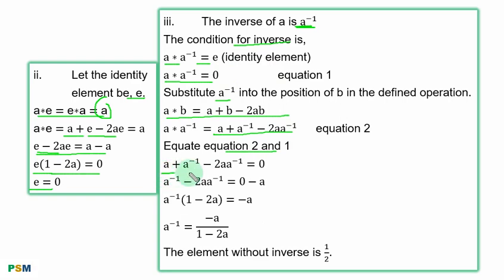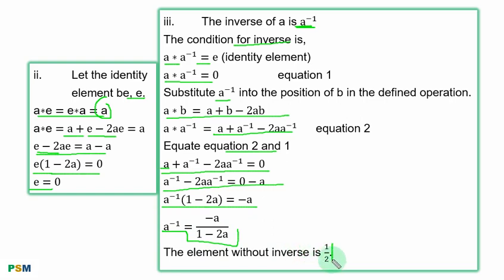So you have it in this form. Transfer this term to the right hand side. You are left with this. You factor out a inverse from the left hand side. You have it in this form. Divide both sides by 1 − 2a to get a inverse in this form. The element without inverse is 1/2.